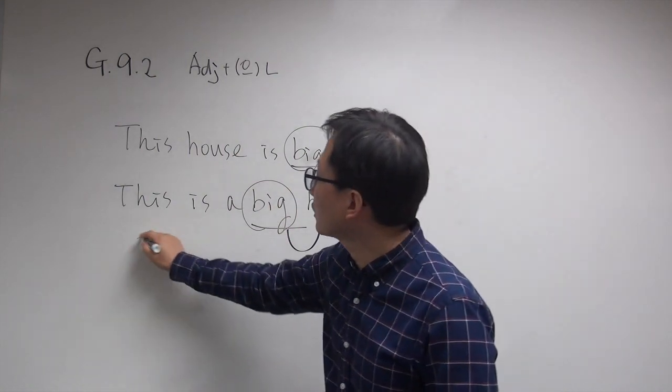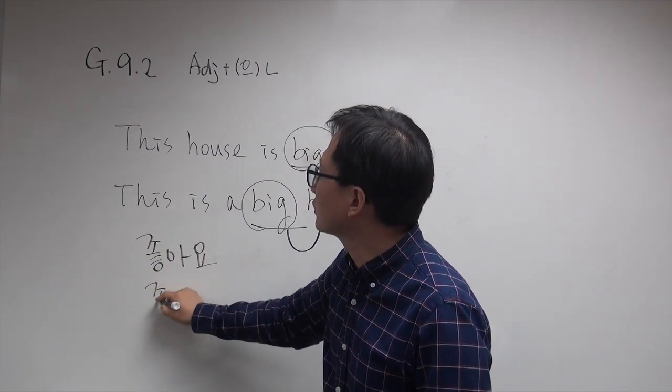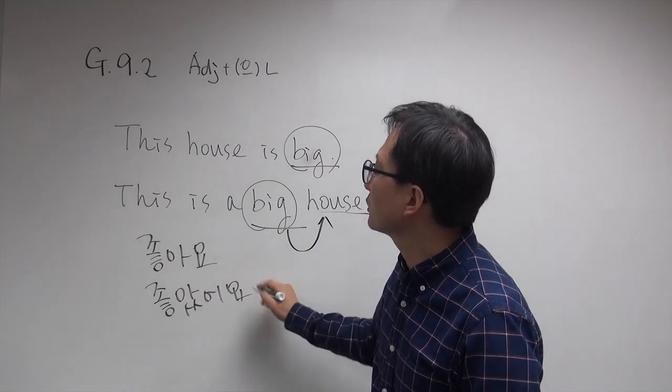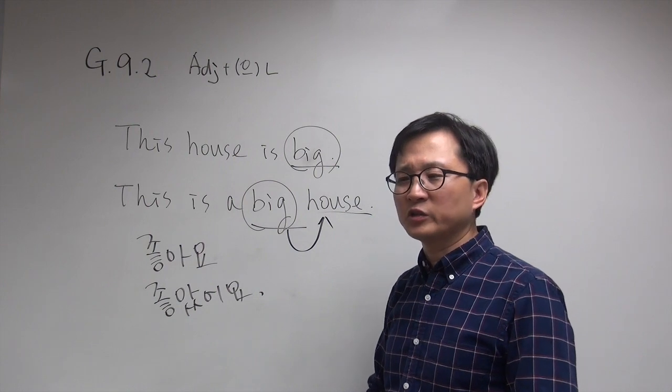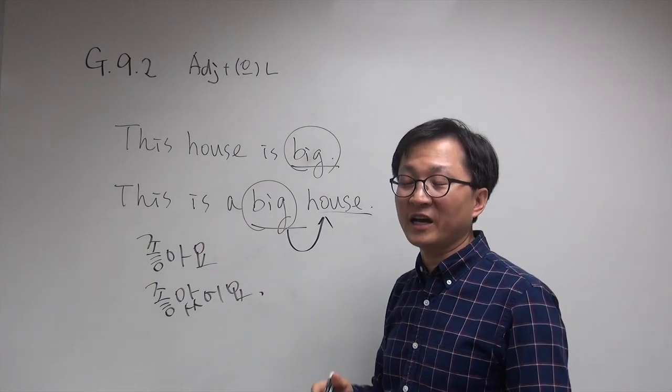커요, 좋다, 좋아요, 좋았어요, something like this. So some linguists say in Korean there is no adjective. So-called Korean adjectives are actually verbs.